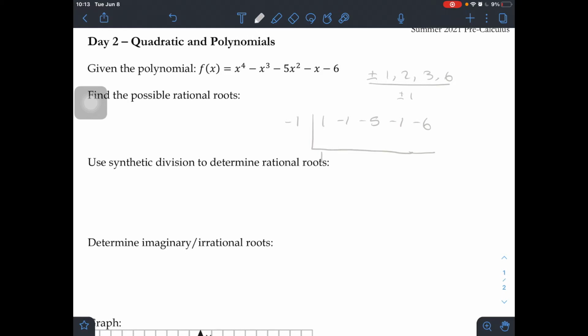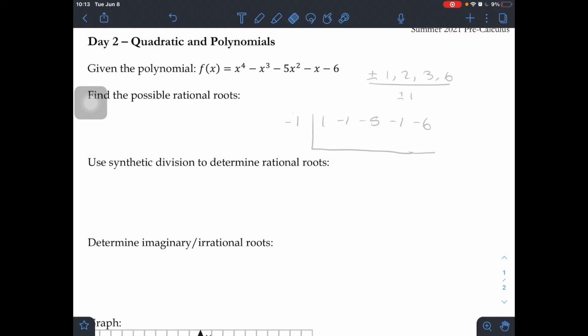Yeah, it works. Okay, so we have to bring this down. 1 times negative 1 is negative 1. Negative 1 plus negative 1 is negative 2. This would be 2, negative 3, 3. Negative 3 is 2, negative 2. This would give us a remainder of negative 8, so that does not work either. We just have to keep testing it like this.